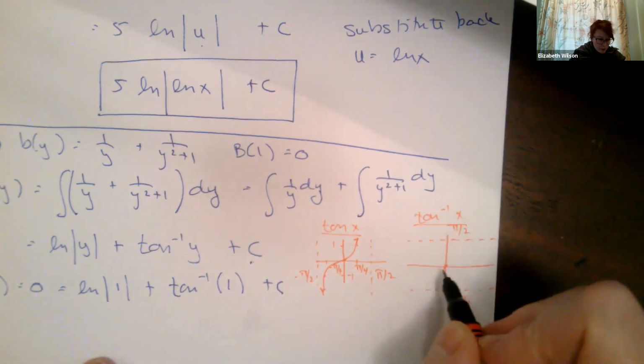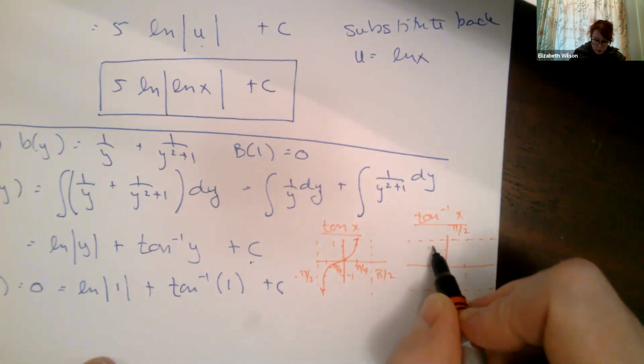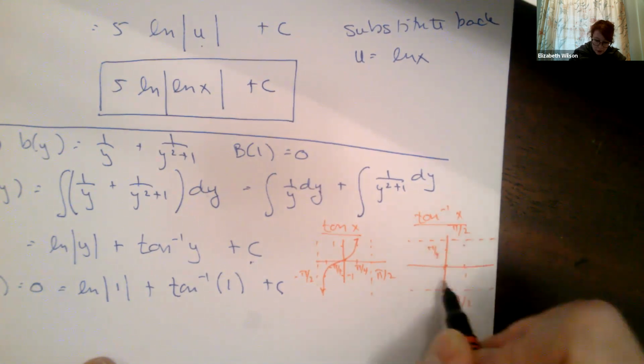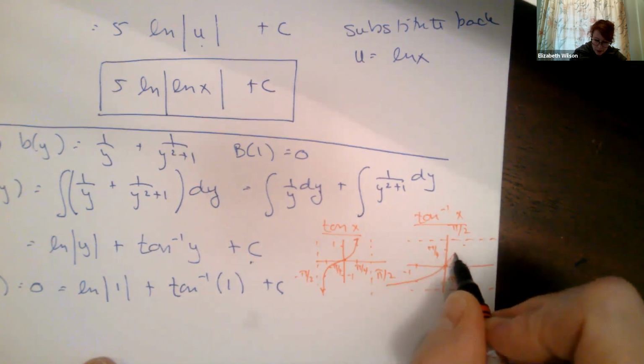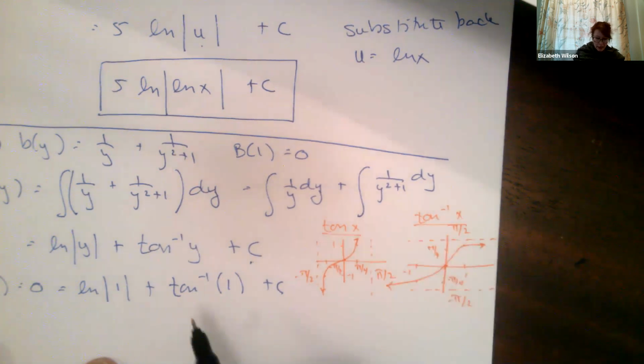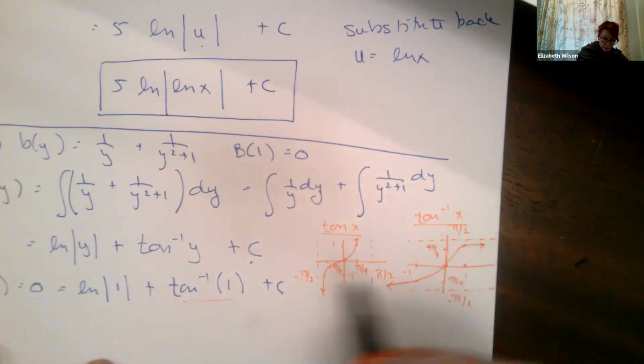And now this function, there's 1, this is pi over 4. Let's see, here's minus 1, here's minus pi over 4. So my inverse tangent function does this, right? So now I'm looking at what's my inverse tangent of 1. My inverse tangent of 1 is pi over 4.